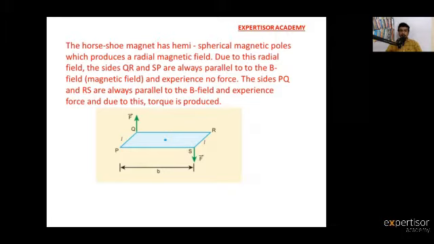The sides PQ and RS are always perpendicular to the magnetic field B and experience force. Due to this, torque is produced. There are two magnetic forces, one at PQ and one at RS. These two forces are in opposite directions. The magnitudes are the same, but the directions are different. When you add these two forces, the net force is zero.